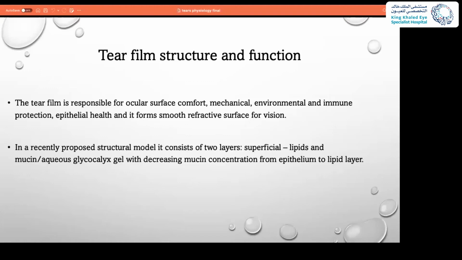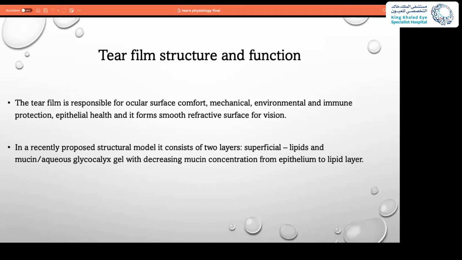About the tear film structure and function. The tear film is responsible for ocular surface comfort, mechanical, environmental, and immune protection, as well as epithelial healing, and it forms the smooth refractive surface for vision. In the recently proposed structural model, it consists of two layers, a superficial lipid layer and a mucin-aqueous glycocalyx gel with decreasing mucin concentration as you go from the epithelium to the lipid layer.